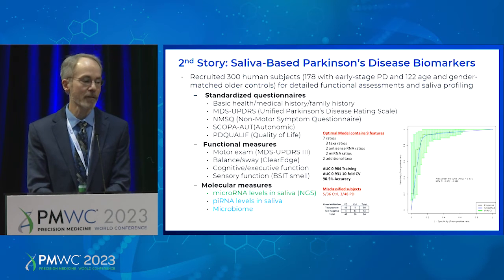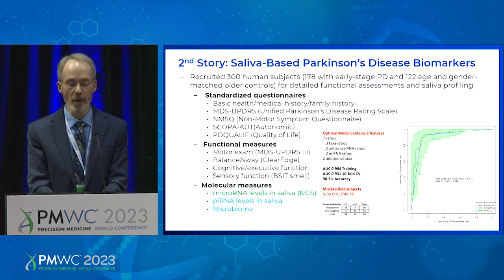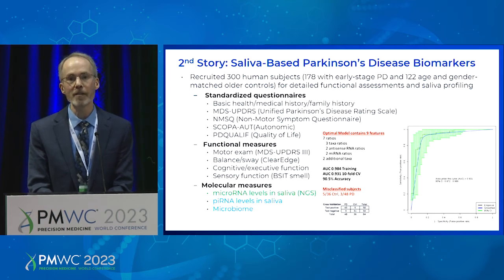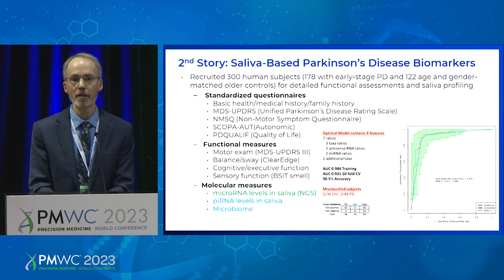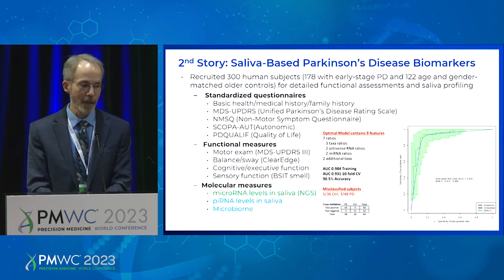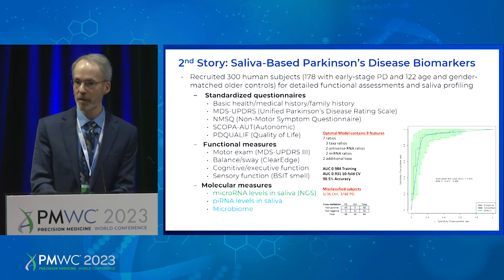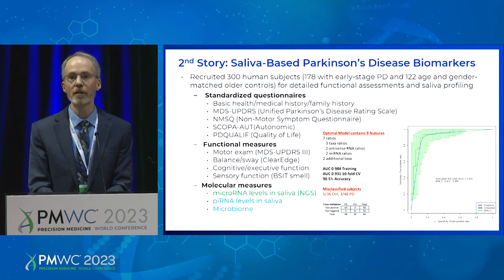The performance of the model we were able to develop in Parkinson's even exceeded that which we achieved in autism spectrum disorder, consisting of several microbial features and non-coding RNA features, but the sample size is much smaller than what I showed you for the ASD studies. So this is currently undergoing a larger validation study, but we're very excited about the prospects.